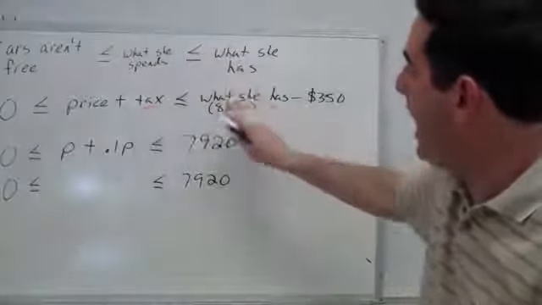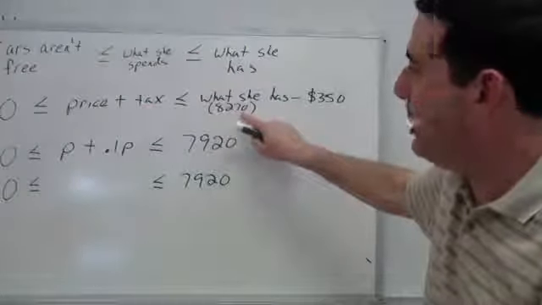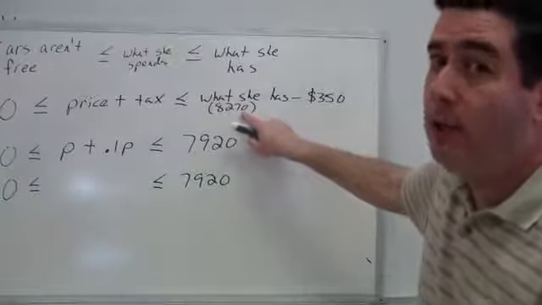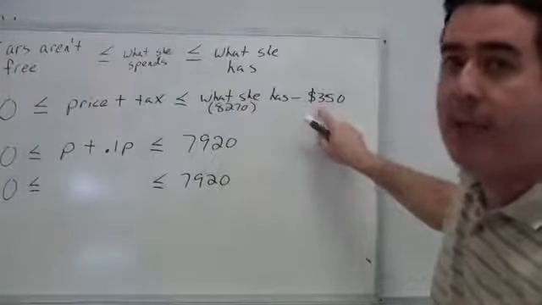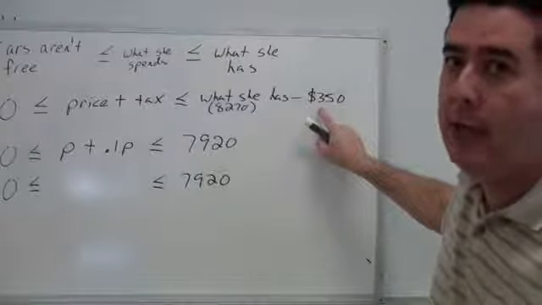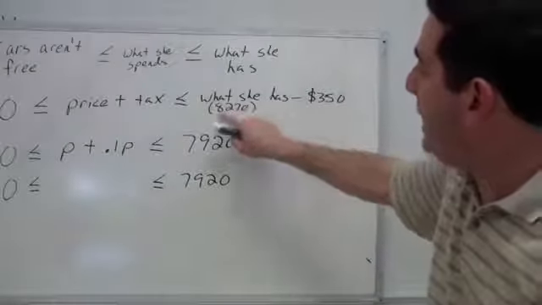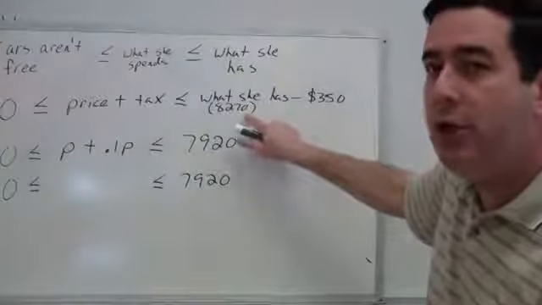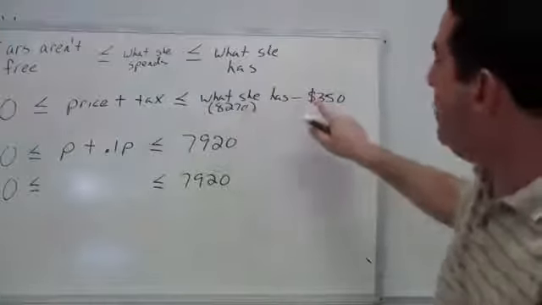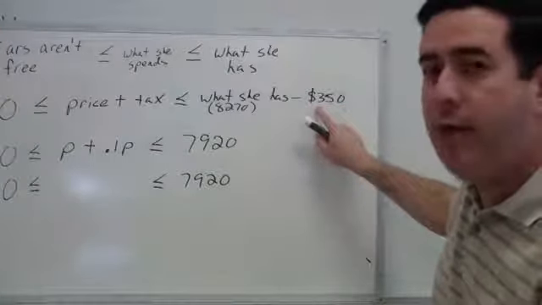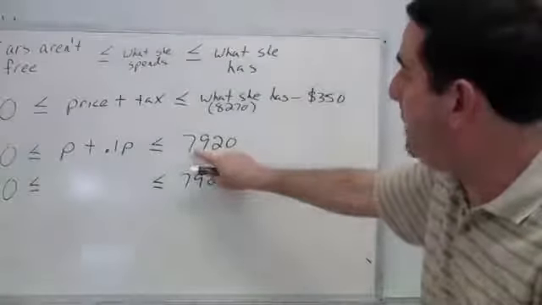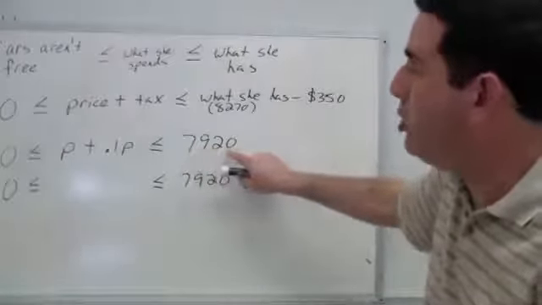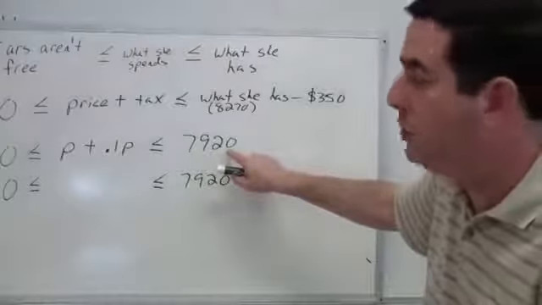How much she has, $8,270, that's not really what she's got because we've got to subtract that license fee off before we can do anything else. So if we take the $8,270 that she has and subtract the $350 license fee, that leaves her with a maximum of $7,920 that she can actually use.